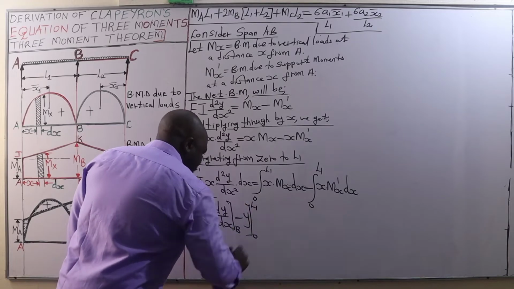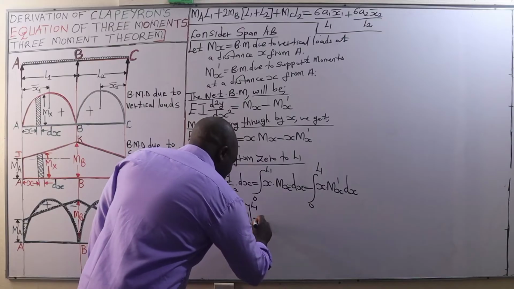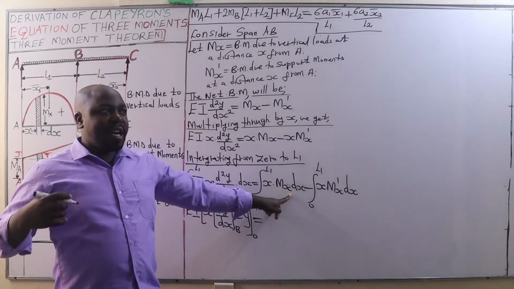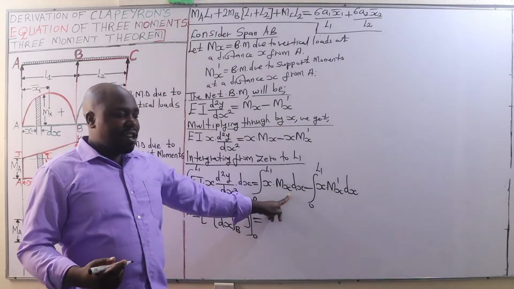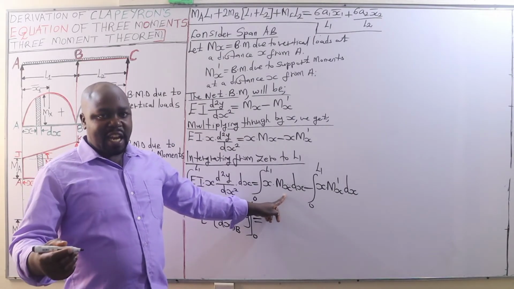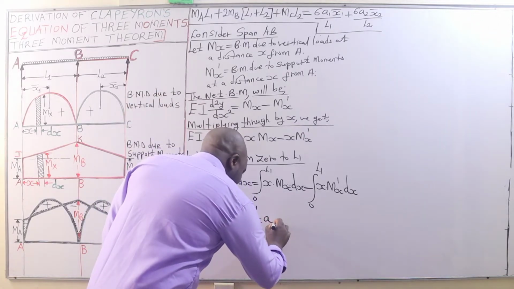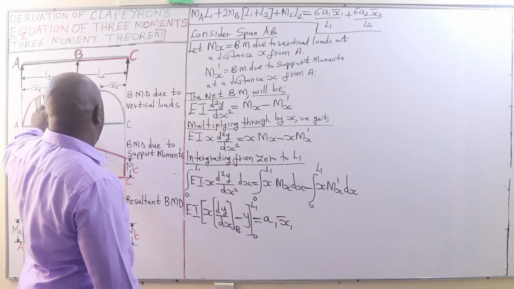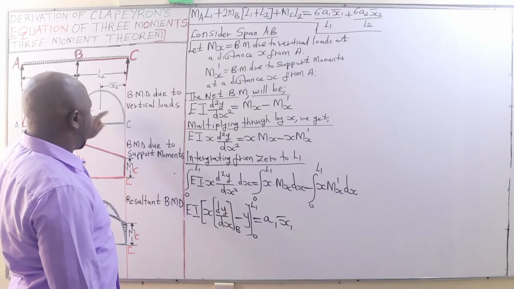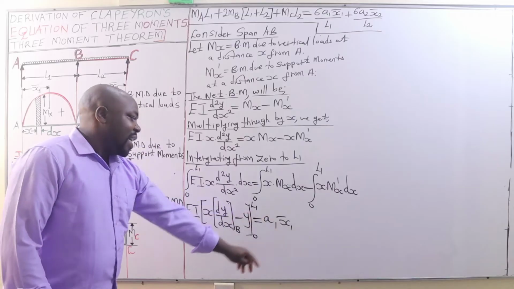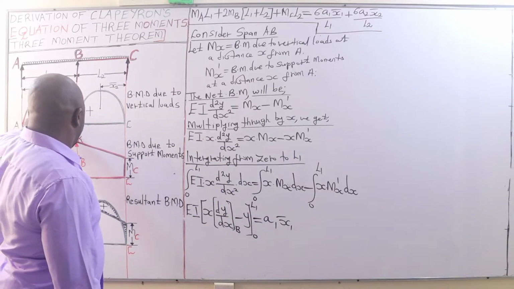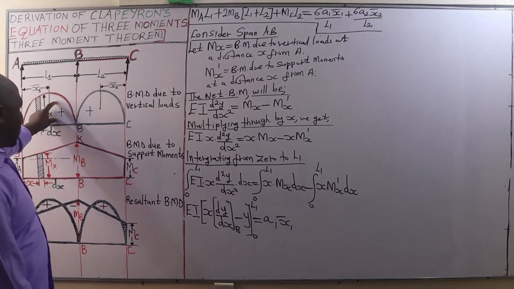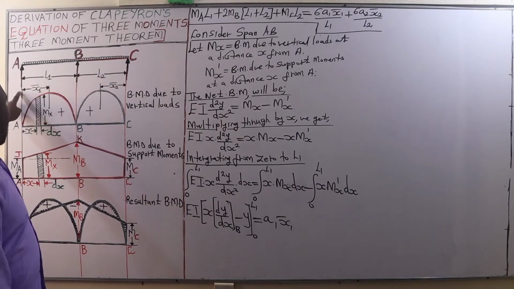Here we have 0 and we have L1 above, being equal to x multiplied by Mx. We have said that when you multiply moment by distance, we get what we call moment of area. Therefore, this is going to be A1 bar x1, whereby A1 is the area of this bending moment diagram due to vertical rods. Bar x1 is the distance of the center of gravity, all the way up to A, of this bending moment diagram due to vertical rods between span A and B.